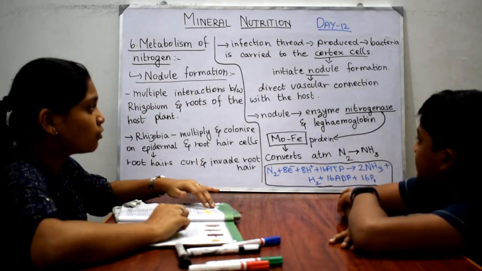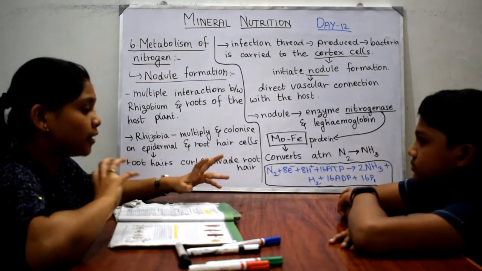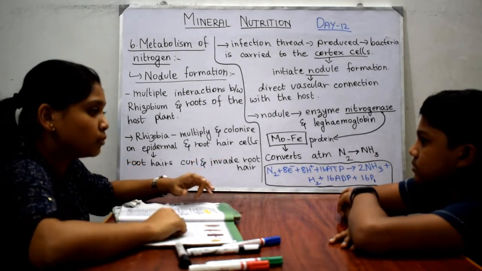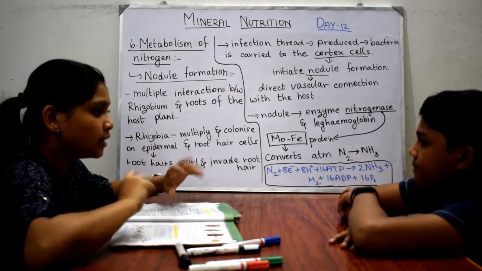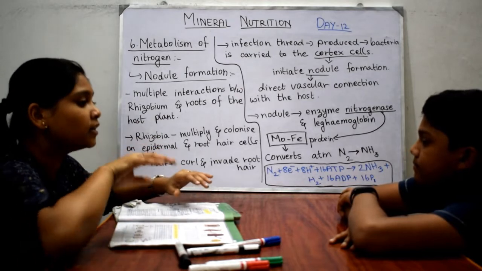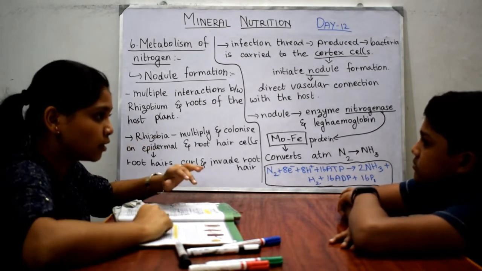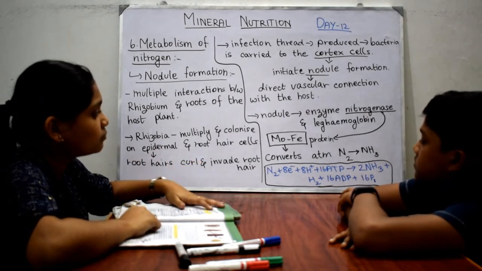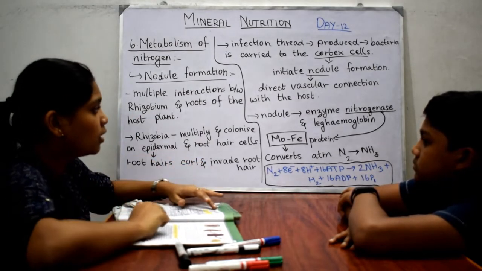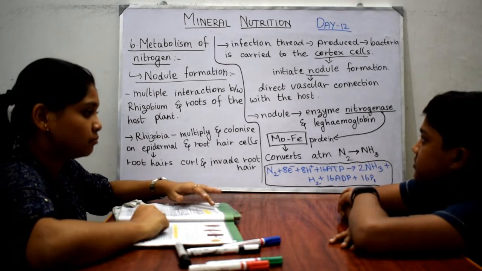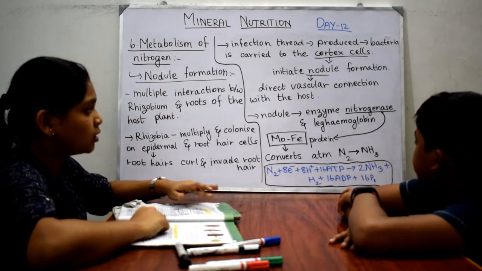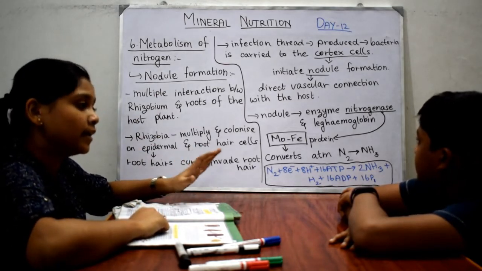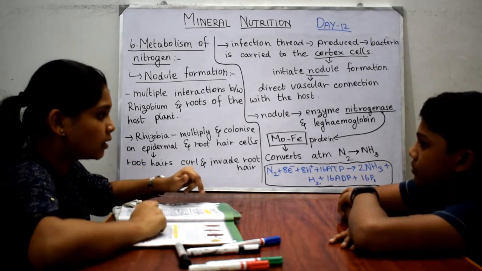This nodule has a direct vascular connection with the host plant. Vascular is nothing but the xylem connection, so they travel, reach the xylem and connect. This nodule has many enzymes, such as nitrogenase and leghemoglobin. That is why it is pink in color at the center.